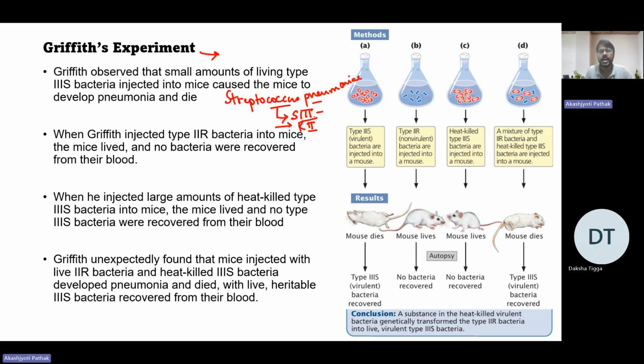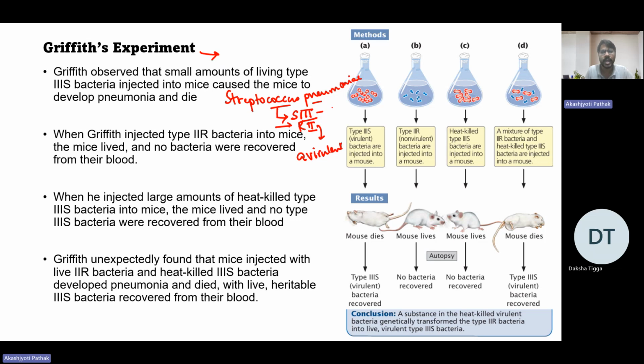Why? Because this strain has a glycocalyx covering over its cell wall, and that is why the colonies appear shiny. And the rough strain does not have this glycocalyx covering, so they appear rough. And because of this coating, it makes the S3 strain virulent, while the R2 strain is non-virulent. Virulent means it is pathogenic.